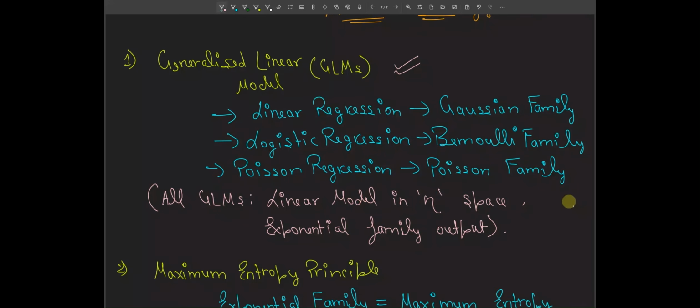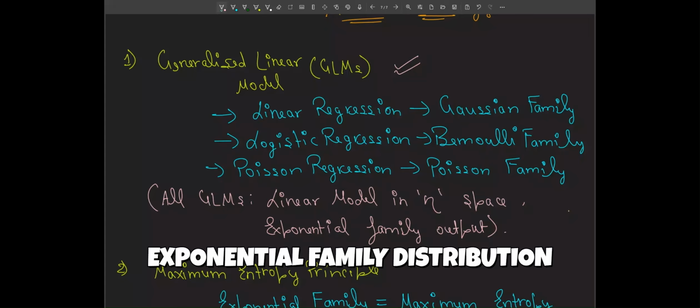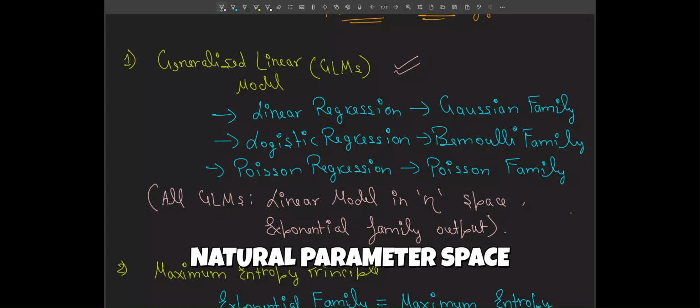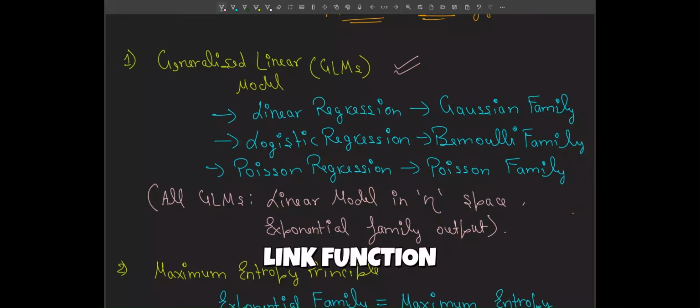Every generalized linear model, be it linear regression, logistic regression, or Poisson regression, assumes that the output follows some exponential family distribution. The linear part, xw, lives in the natural parameter space, and the link function, like the sigmoid, converts from that space back to something you can interpret as a probability or a count. They are all the same model, just with different distributions plugged in.